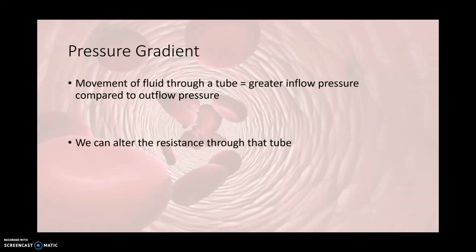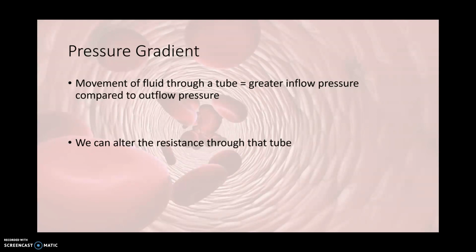Okay, let's talk about this pressure gradient. In relation to movement of fluid through a tube, we care about this gradient, right? The high pressure is the inflow pressure. And to move fluid through a tube, we have to have a greater inflow pressure compared to the outflow pressure. So the inflow pressure minus the outflow pressure equals our change in pressure. The wider that difference is between the two pressures, the greater the velocity of movement through that tube, whether it be a fluid or air.